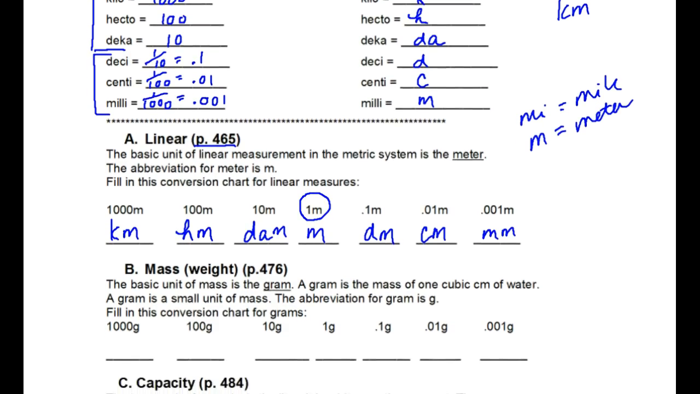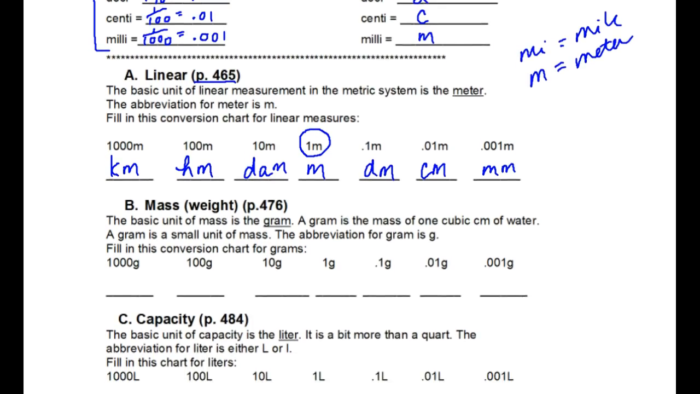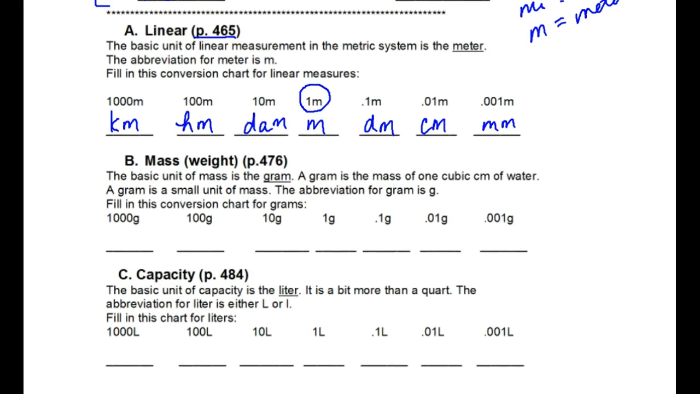The nifty thing about the metric system is that when you're dealing with a different kind of measurement, for example, weight, they call it mass also. It's on page 476 in your book. The basic unit of mass is called a gram. A gram is the mass of 1 cubic centimeter of water. So think a little cube, and it's about half an inch of water. The weight of that is called a gram. The abbreviation for gram is G. Well, if I have 1 gram, it's just a G.